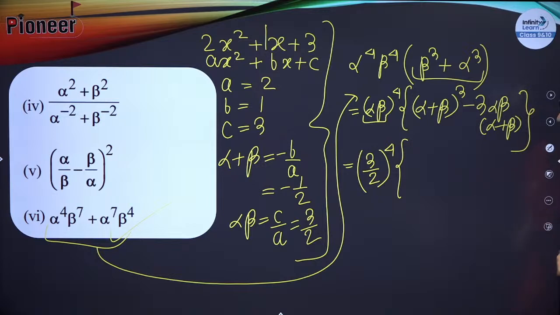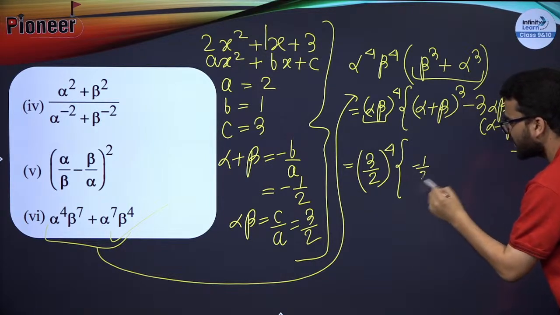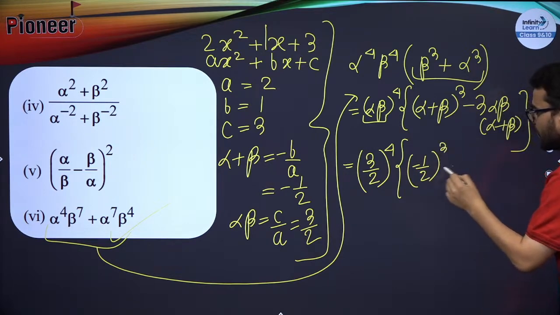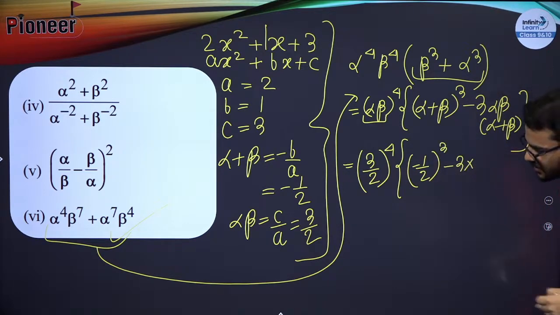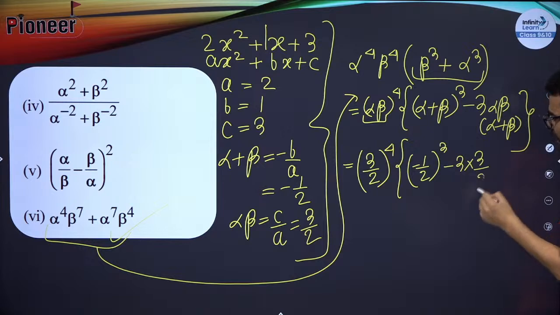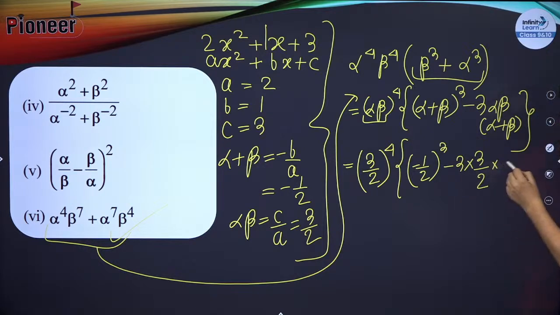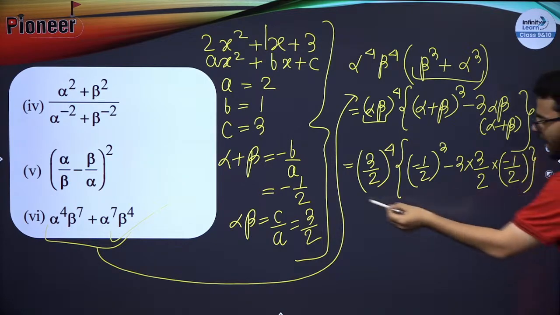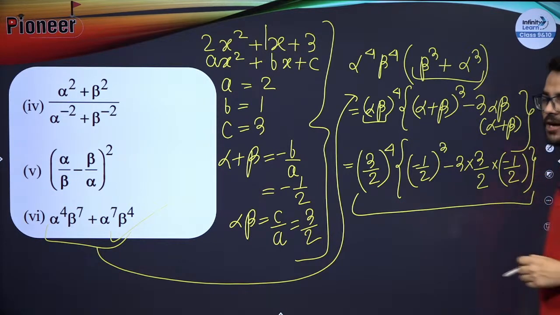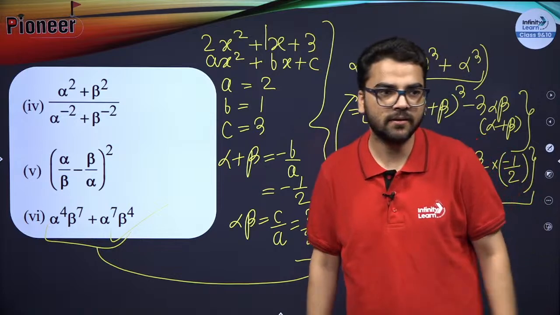I don't like calculations, but still you know that in questions we have to do it many a times. So this is minus 1 by 2 the whole cube minus 3 into alpha beta is over here 3 by 2, and alpha plus beta is what? Minus 1 by 2. So this is the answer, guys. Just simplify and get the answer. I hope the question is clear to every student in the class.